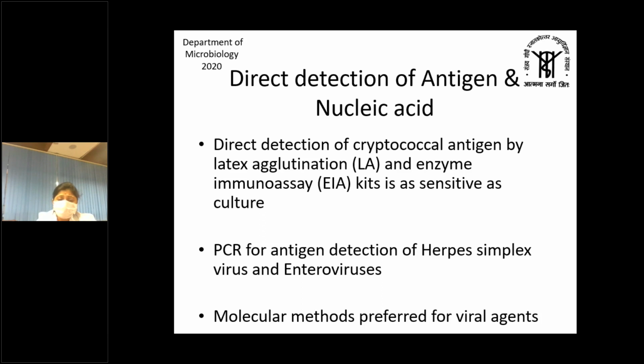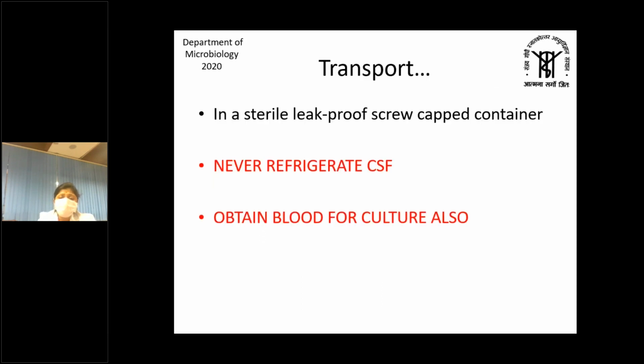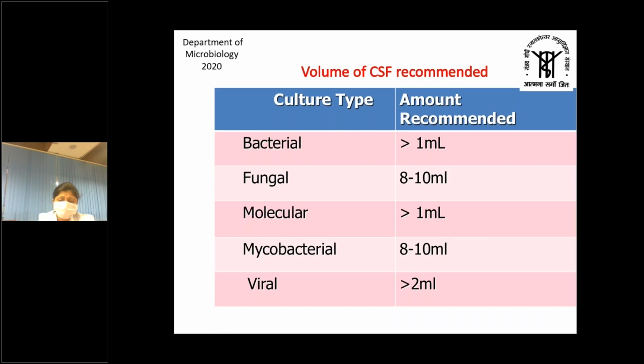Then we have PCR and other molecular methods. Always remember that CSF should never be refrigerated, and concomitant blood should be obtained for blood culture if you are suspecting that the patient has acute bacterial meningitis, because there is a bacteremia that is always associated with bacterial meningitis. As for the volume of CSF recommended, a large volume has been written for TB culture, but it is best if you send us as much sample as possible.